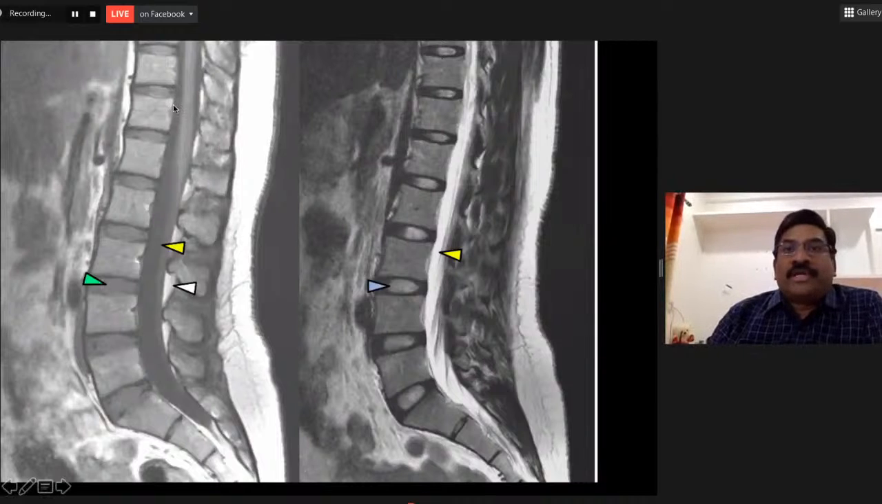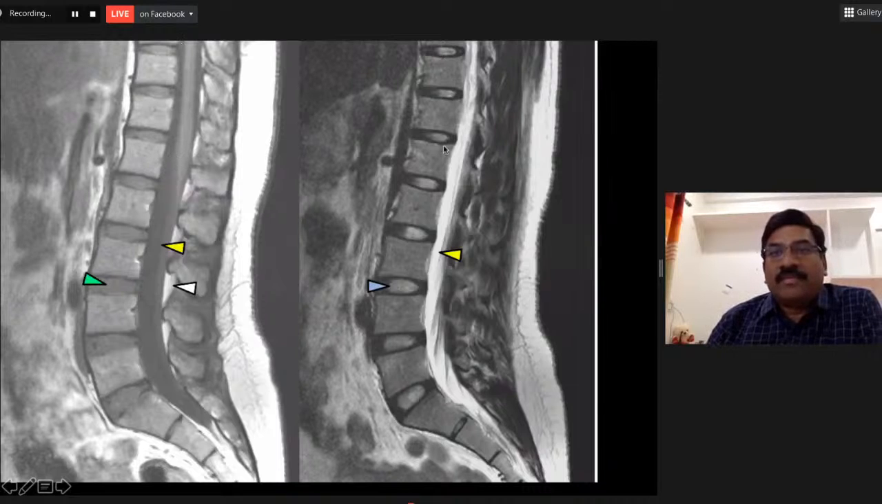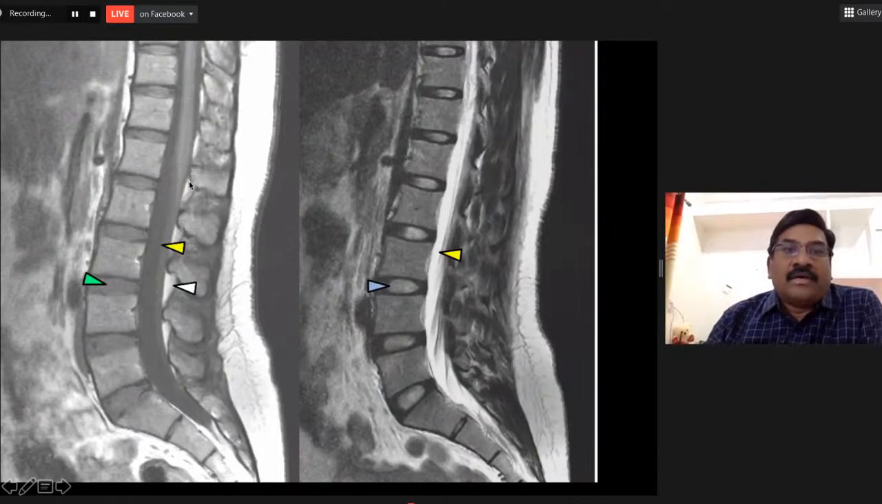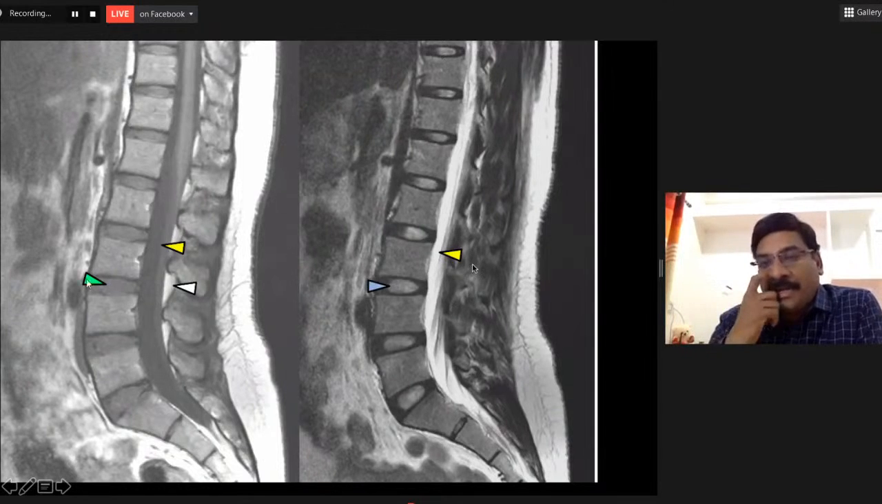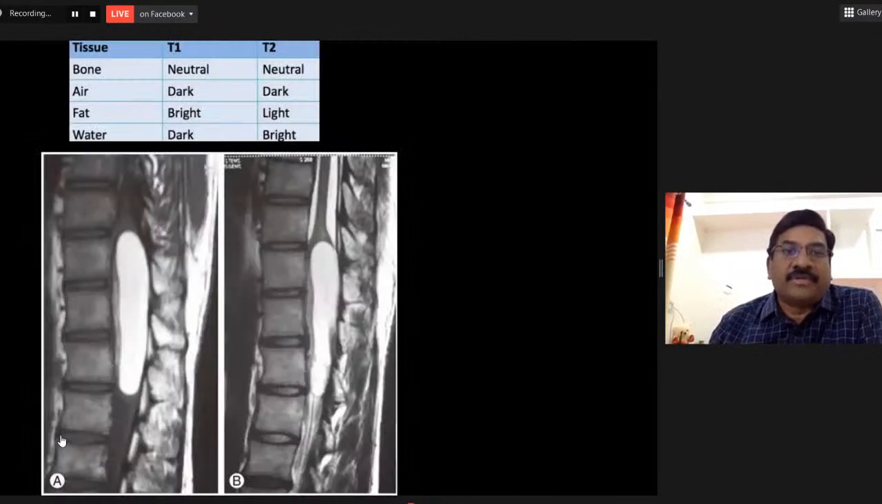So how do you differentiate T1 and T2 images? You have to look at the CSF column. If you see the CSF column dark, that is a T1 image. If the CSF column is bright, that is a T2 image. Then you can compare with the discs and other things, and the fat is bright here. You need to identify the CSF, the disc and the fat. These are the common things which help you with sequence identification.